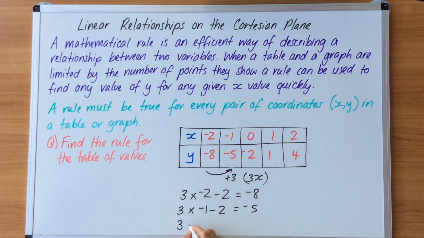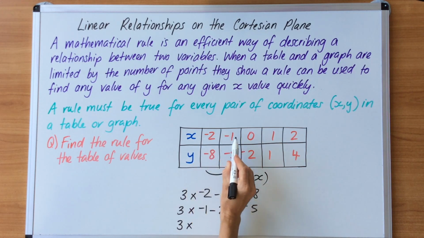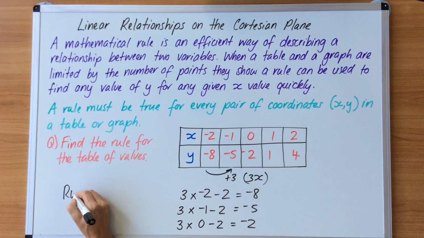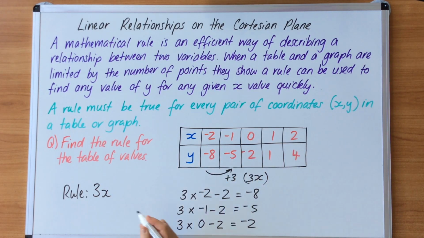I'll do another one. 3 times x, the value of x this time is 0. 3 times 0 is 0. What do I have to do to get to -2? I have to subtract 2, and that gives me -2. So I can see there's a pattern here, this subtraction of 2. So if I'm going to write my rule, this is what I have to write. 3x, meaning 3 times x, the value at the top, minus 2. So this is the rule, and I've been able to figure that out by following those calculations.